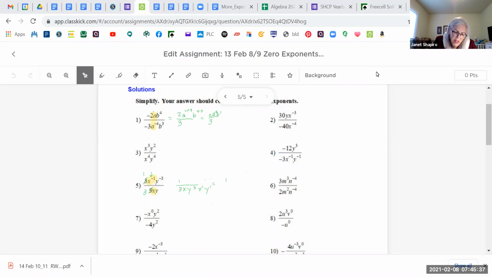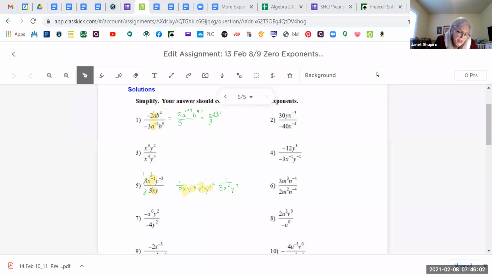And so what do I get here? A 1 in the numerator, a 3 in the denominator. I have x to the first times x to the first. That is x squared. And I have y to the third times y to the first. That is y to the fourth. Two different routes, same answer.